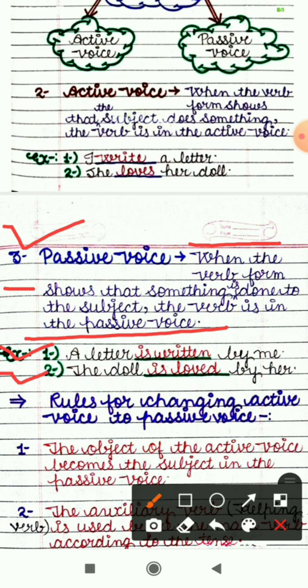You can see that in the active voice the sentence was I write a letter, meaning the sentence was starting with the subject, and here the sentence is starting with the receiver, that is a letter is written by me, and here the subject is receiving the action. I was the subject and here it became object. Same thing happened in the second sentence. She loves her doll. Here the sentence is starting with the subject, and in passive voice the sentence is starting with the receiver, that is doll. The doll is loved by her.